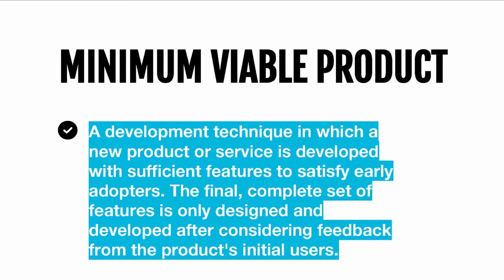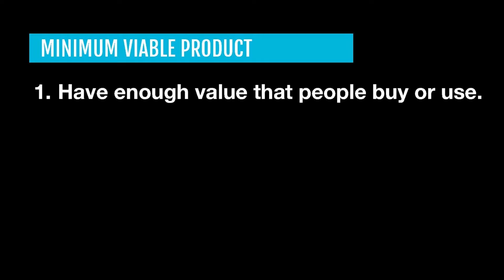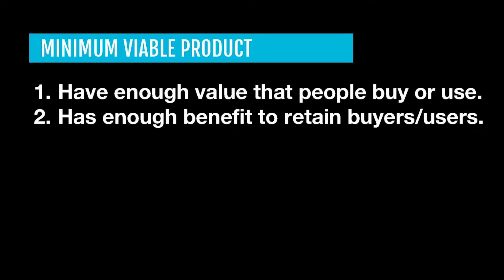Again, your minimum viable product, or MVP, is built just to the right level that your first customers will want to buy. No more, no less. A minimum viable product is the most pared down version of your product that can be released. It has 3 characteristics. It has enough value that people are willing to buy and use it. It demonstrates enough future benefit to retain the early adopters, meaning that people will be happy with the product and will come back to you for more.